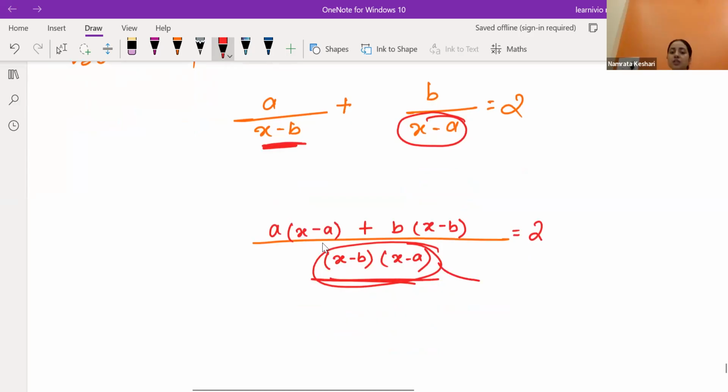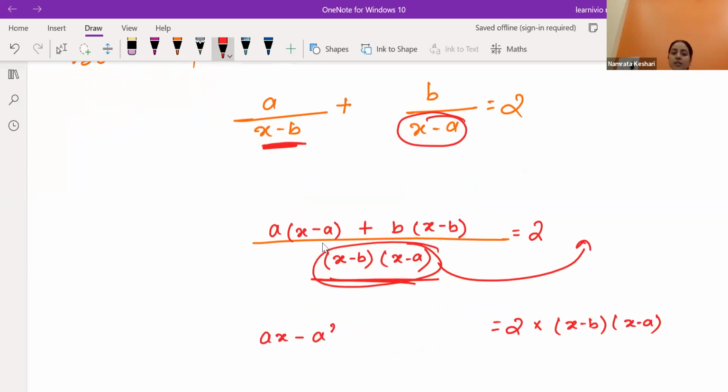This denominator, we can shift it to the other side. It will get multiplied. So 2 into x minus b into x minus a. And here we'll be having ax minus a square plus bx minus b square.